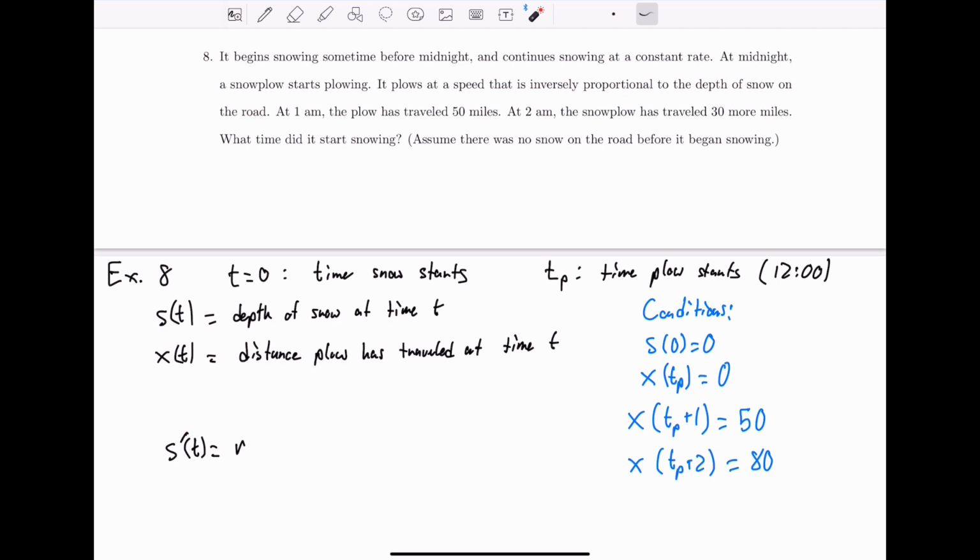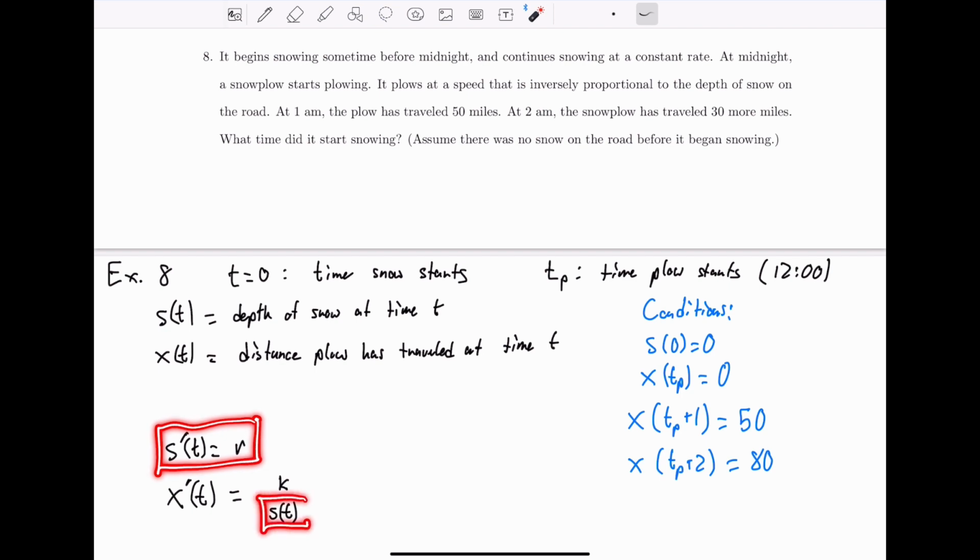Now the speed of the plow is the rate of change of distance. That's x prime of t. So x prime of t is inversely proportional to the depth of snow. Inversely proportional means that we divide by the depth of snow. So we have some constant of proportionality, we'll just call it k, divided by the current depth of snow, which is s of t.